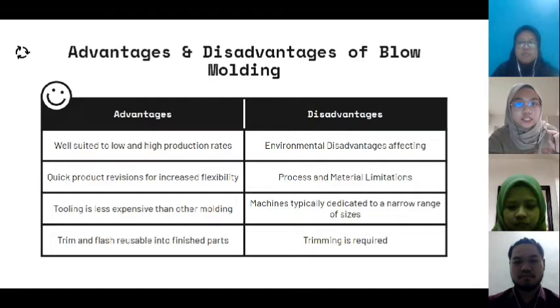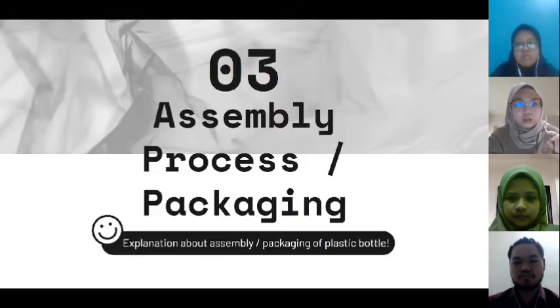Alright, next are the advantages and disadvantages of blow molding. The advantages are: well suited to low and high production rates, quick product revisions for increased flexibility, tooling is less expensive than other molding, trim and flash reusable into finished parts. The disadvantages are: environmental disadvantages affecting process and material limitations, machines typically dedicated to a narrow range of sizes, and trimming is required. Now we are going to the assembly process or packaging.